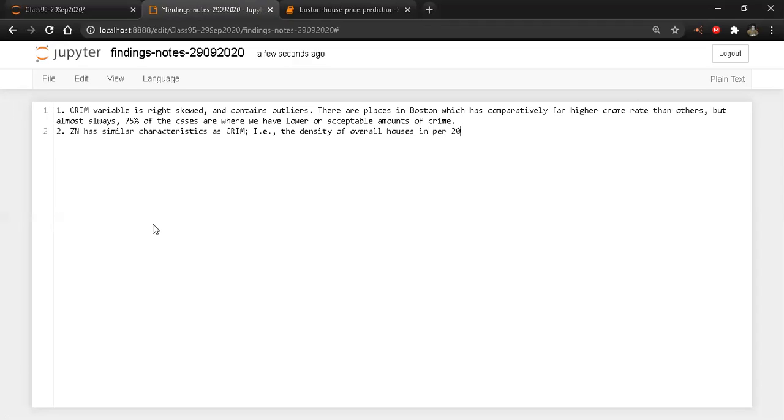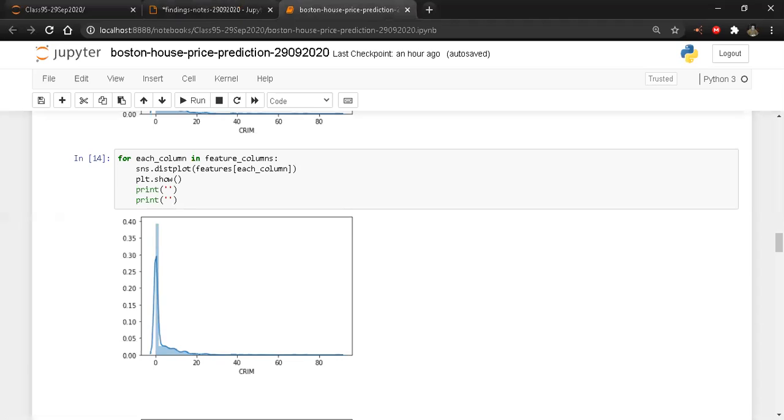That is what I can say from this, that the density of overall houses per 20,000 square feet area, right? A 20K square feet area of land is quite less, right? Is it quite less, or is it quite more? Let's go back to the definition. What is this saying?